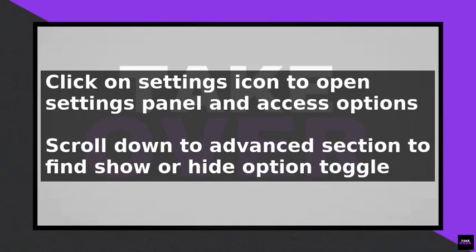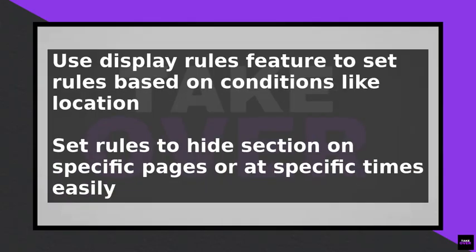Another way to hide a section is to use the display rules feature. To do this, click on the settings icon and then select display rules from the drop-down menu. In the display rules panel, you can set rules to hide the section based on various conditions, such as the user's location, language, or device type. You can also set rules to hide the section on specific pages or at specific times.